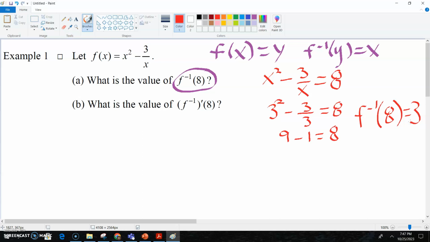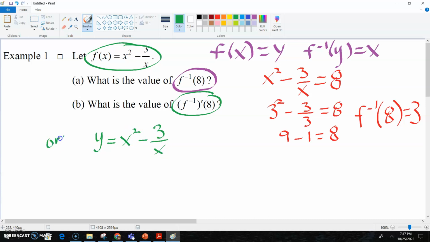All right, now part B. We would like to find f inverse prime of 8. Now this can be tackled 2 different ways. I'm going to start by showing you the method I initially taught in class, and then I'm going to show you an alternate way. So we're going to start with taking our original function and writing it as an equation. So y equals x squared minus 3 over x. This is our original function.